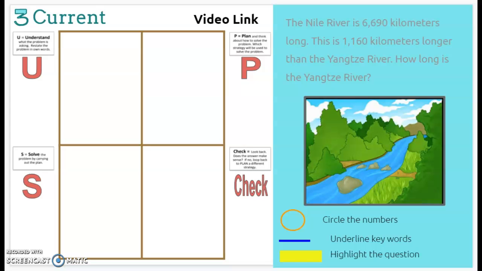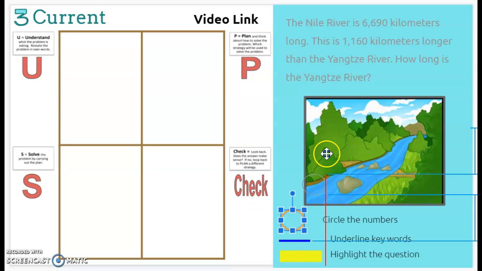All right, here is a fun one. This is number 3, current. The Nile River is 6,690 kilometers long. That's how long it is. This is 1,160 kilometers longer than the Yangtze River. How long is the Yangtze River?